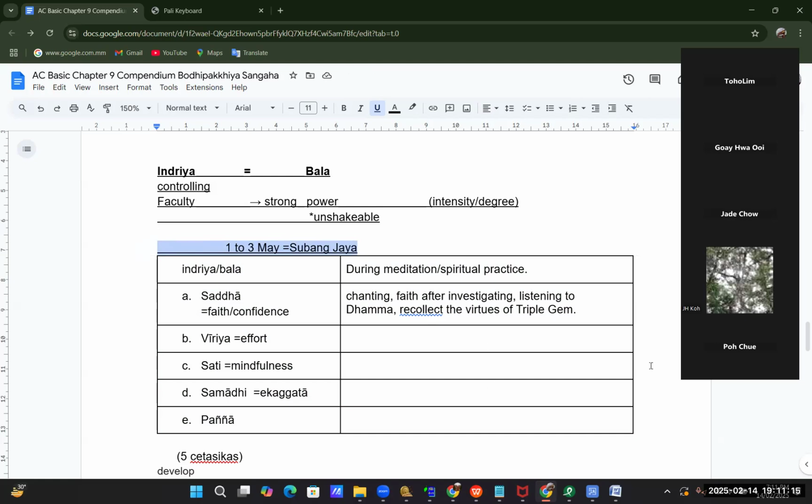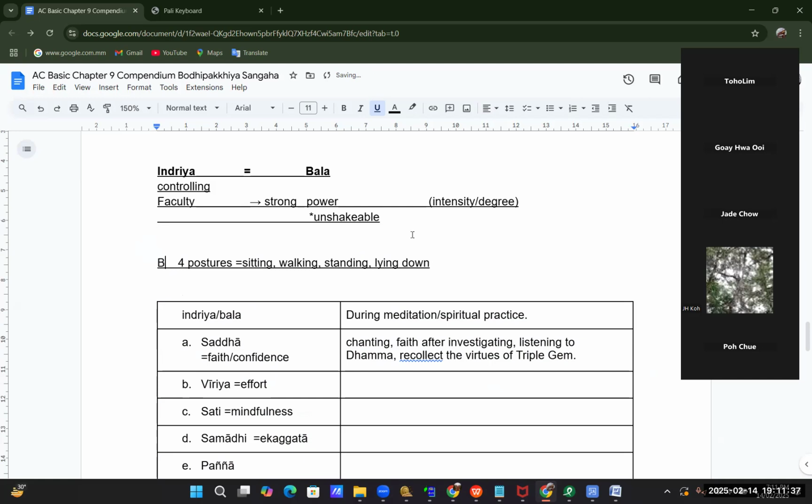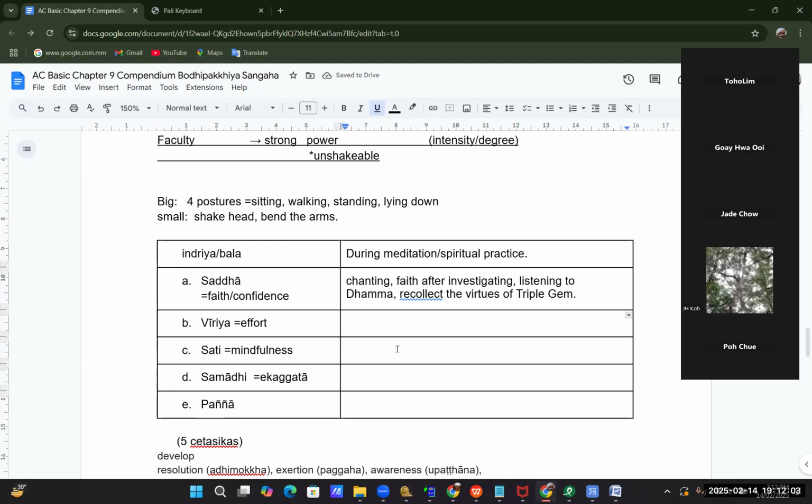Now, one way to increase the effort: do you know why you need to do sitting and walking meditation? Remember, when you practice meditation, you have four postures: sitting, walking, standing, and lying down. We call these the big postures. The small postures, referred to in the Satipatthana Sutta, are things like shaking the head or bending the arms. According to this, we call it the Iriyapada. You need to be mindful of all the postures. So how to increase effort is by doing walking meditation or standing. Walking and standing increase your effort. That is why you need to walk.